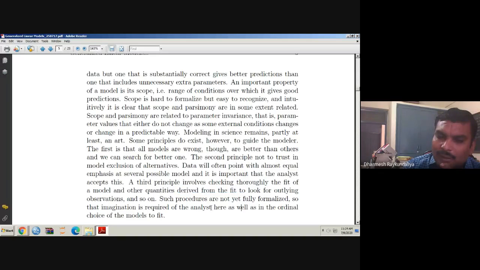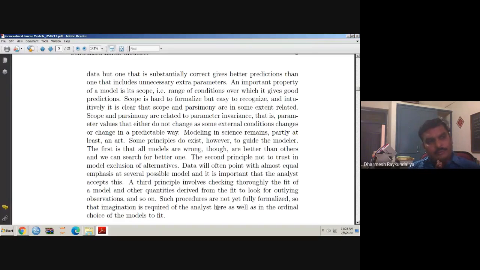It is not like you can use certain techniques and take the decision, oh, there is an outlier present in your data. Here your art is required. Here your experience is required. Here your imagination is required. So that is how modeling is a combination of science as well as art.